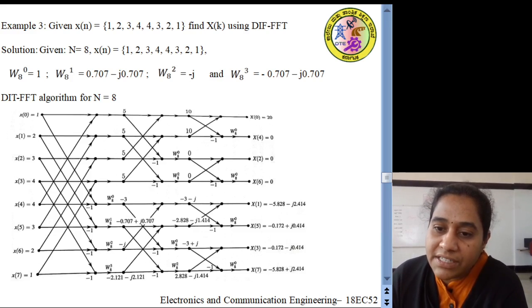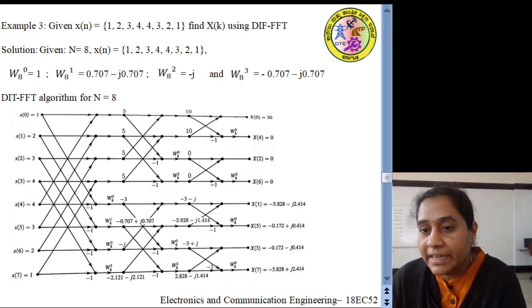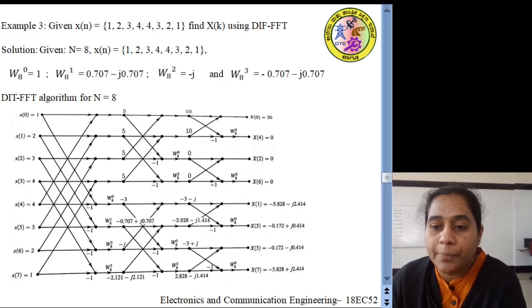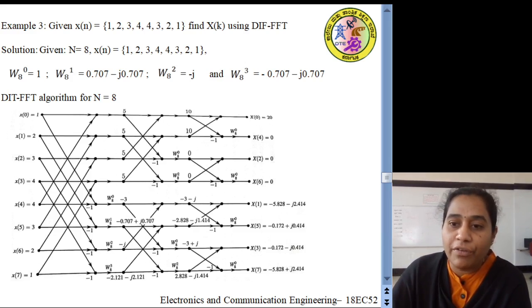And if we perform the third stage of computation, that is the last stage, we get the outputs X of k as X of 0 is 20, X of 4 is 0, X of 2 is equal to 0, X of 6 is equal to 0, X of 1 is equal to minus 5.828 minus j 2.414, X of 5 is equal to minus 0.172 plus j 0.414, X of 3 is equal to minus 0.172 minus j 0.414, X of 7 is equal to minus 5.828 plus j 2.414.